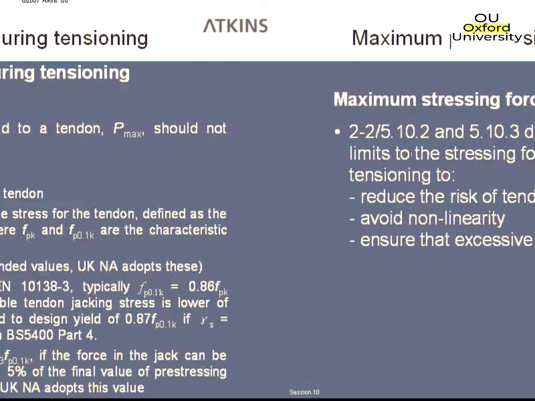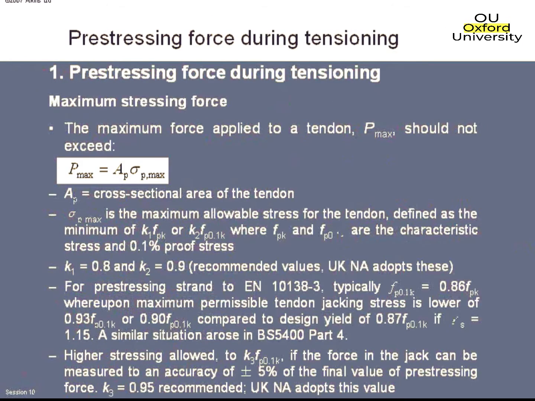So we look first of all at the maximum force that we're allowed to apply. The Eurocode gives us a simple expression. It just says the maximum force we can apply is the cross-sectional area of a tendon times sigma p max, which is the limiting stress. And there are two limits. We have to satisfy the lower limit. The first limit is a fraction of the ultimate tensile strength, K1 times fpk, the ultimate tensile strength. And the second limit is K2 times the 0.1% proof stress of the strand.